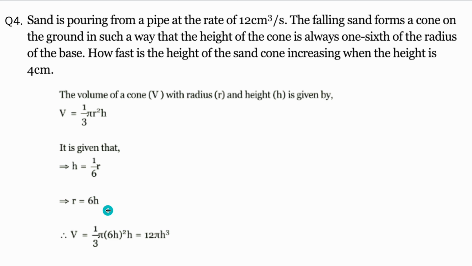Now why am I doing this? Because we're talking about how fast the height of the sand cone is increasing. So that means we need the volume to be only in terms of the height, so that we can easily find the rate of change of the height. That is why we are not substituting the value of h, but we are substituting the value of r. So when we do that, we get the volume as 12π h³.